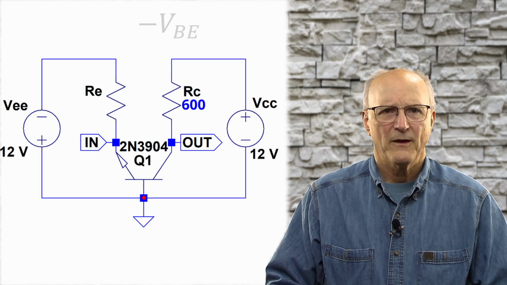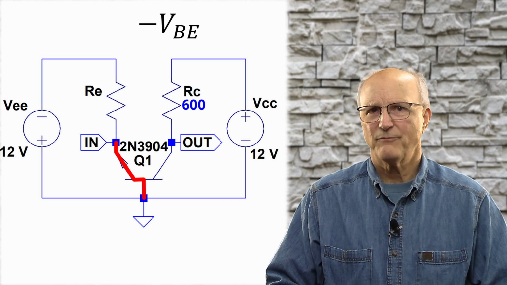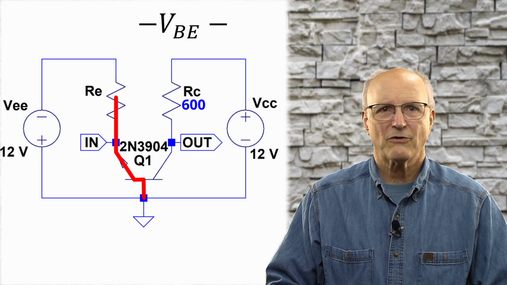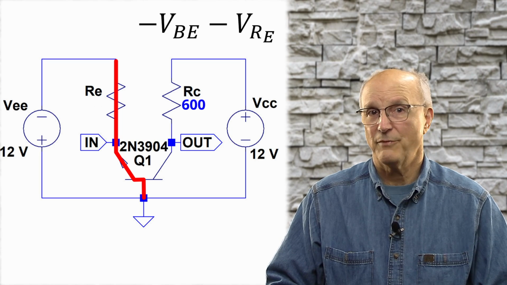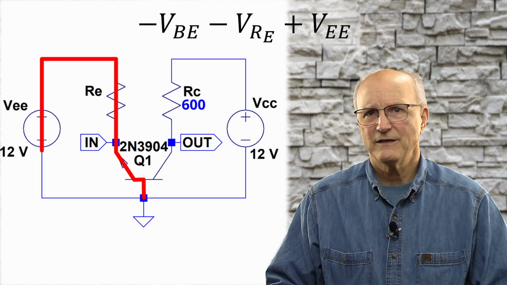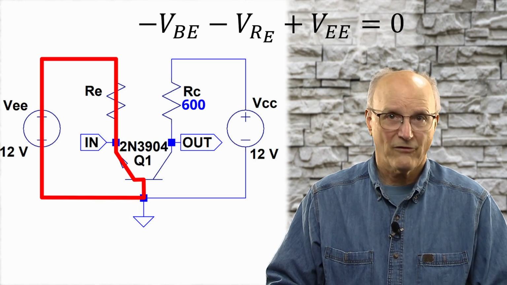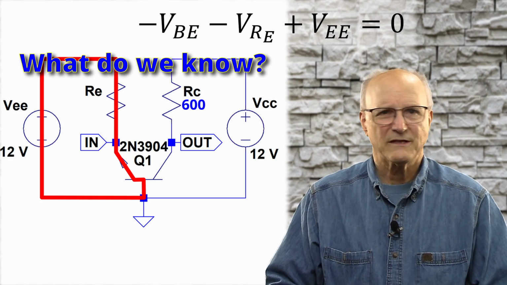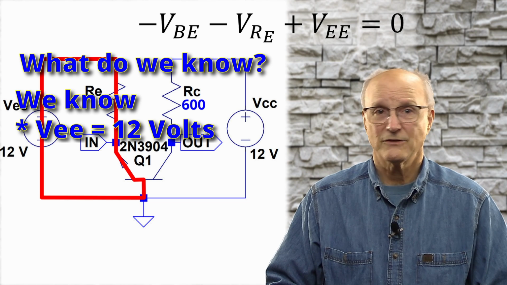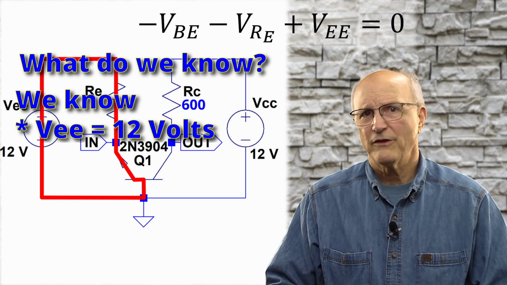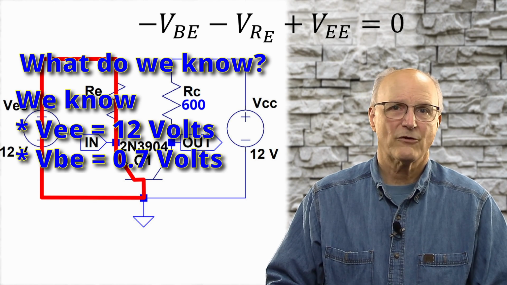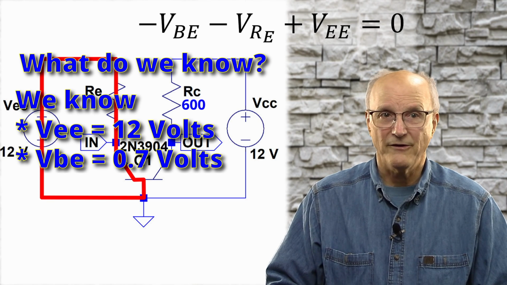We have minus the voltage across the base emitter junction V sub BE, minus the voltage across the emitter resistor V sub RE, plus the power supply voltage V sub EE equals 0. So what do we know at this point? Well, we know the power supply voltage VEE is 12 volts, and we know that the voltage across the base emitter junction VBE is 0.7 volts per our model.